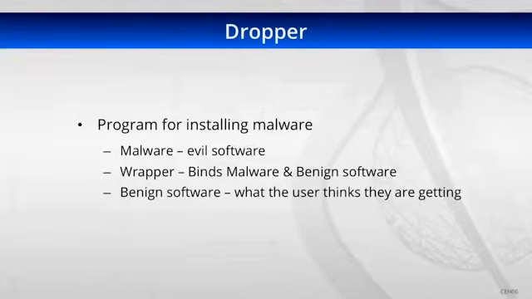A dropper. Now this one is very specific to creating Trojans. It is a program for installing malware. And it actually has 3 components to it. The malware, which is the evil stuff, the benign software, which is what the user wants, and the wrapper, which takes both of them and puts them together. So dropper is one of the types of program for installing malware, creating this executable that is then offered to the end user.